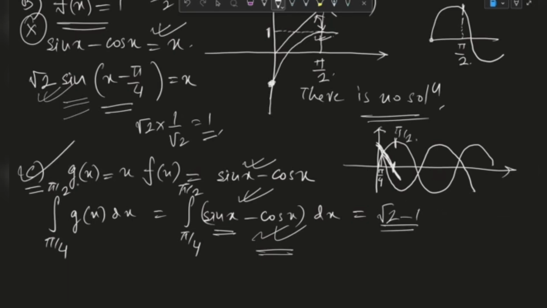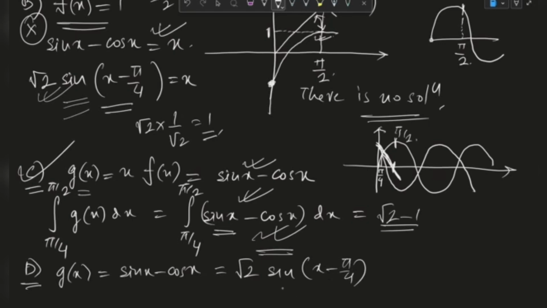This was option C. And in option D, we had that this g of x function is a bounded function. Now g of x is sin x minus cos x, which is our root 2 sine of x minus pi by 4, as we found here, the same thing. So sine of this particular thing has a range of -1 to 1, right? So root 2 multiplied will give it as minus root 2 to root 2. Okay, this is closed. I'm sorry. This thing is closed.